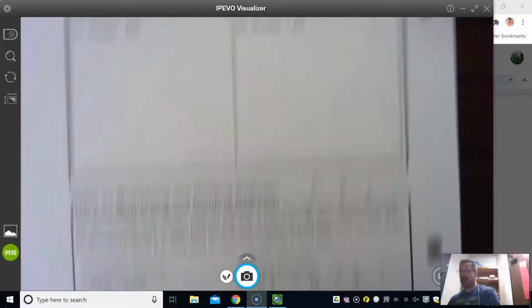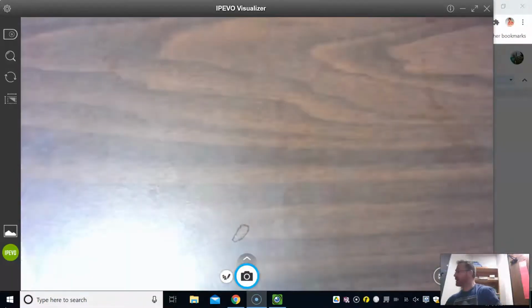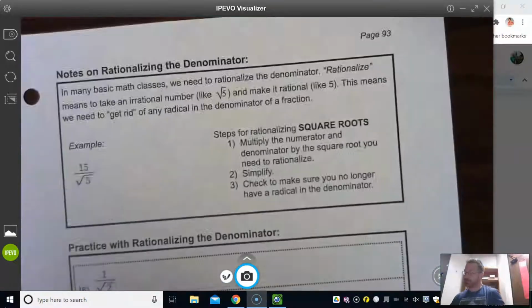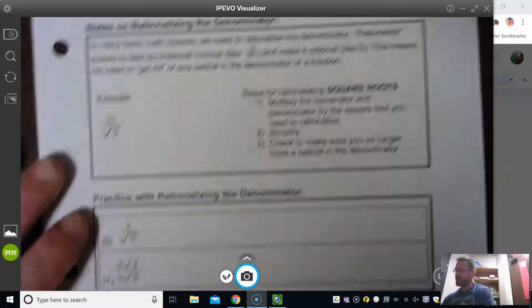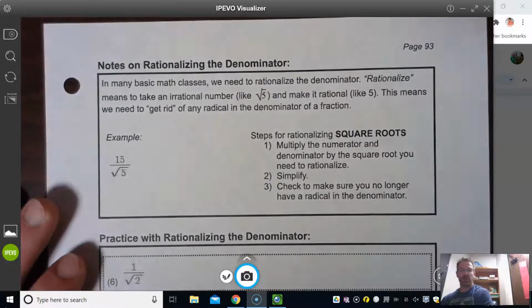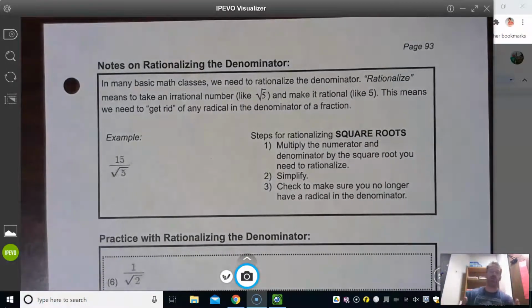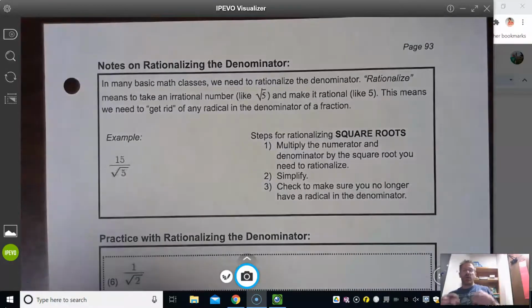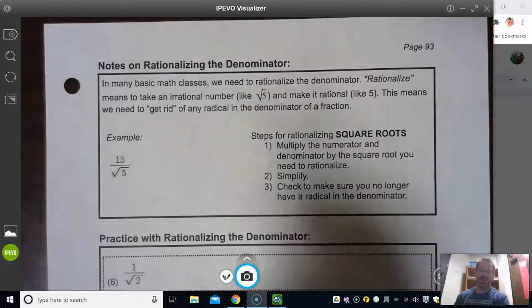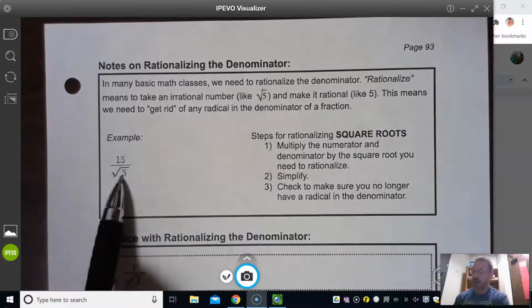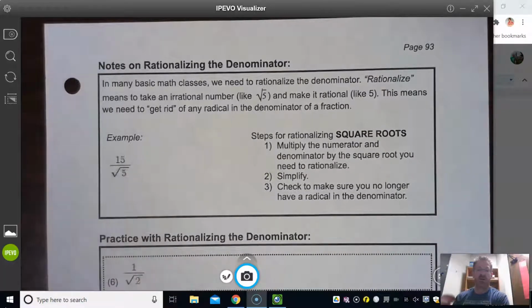All right, so let's take a look at one more idea here on page 93. This is kind of an old school rule. This really gets back to the days when we didn't have calculators and we had to get numbers into a way where we could estimate them or find decimals. What that meant was we couldn't have a result with a square root in the denominator. So what we do to counter that is something called rationalize.